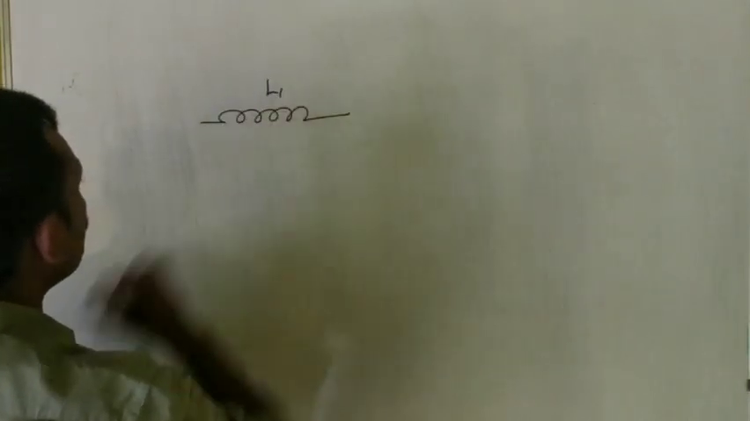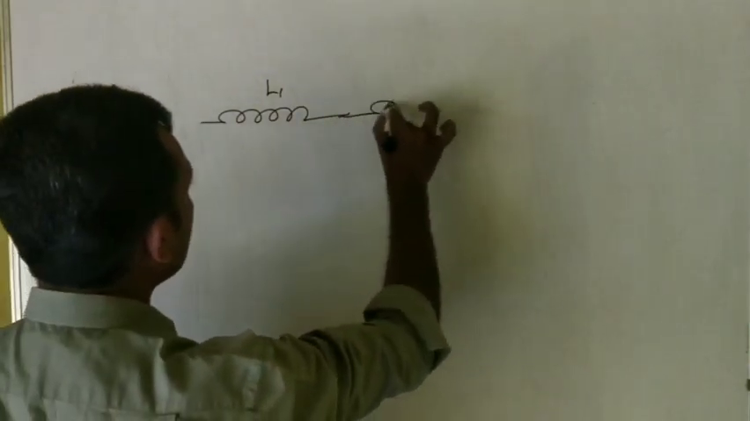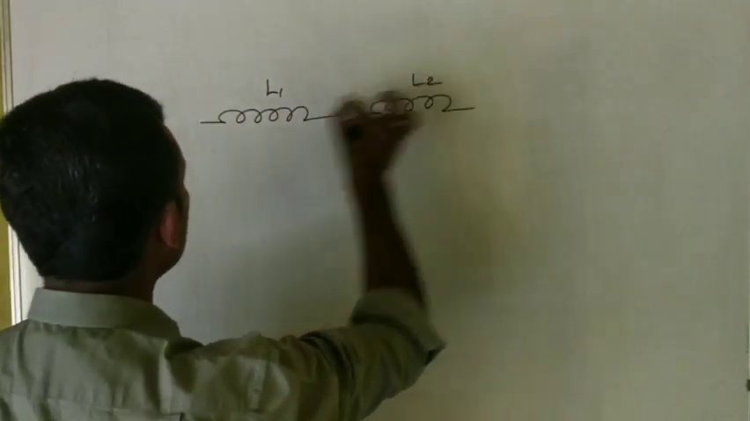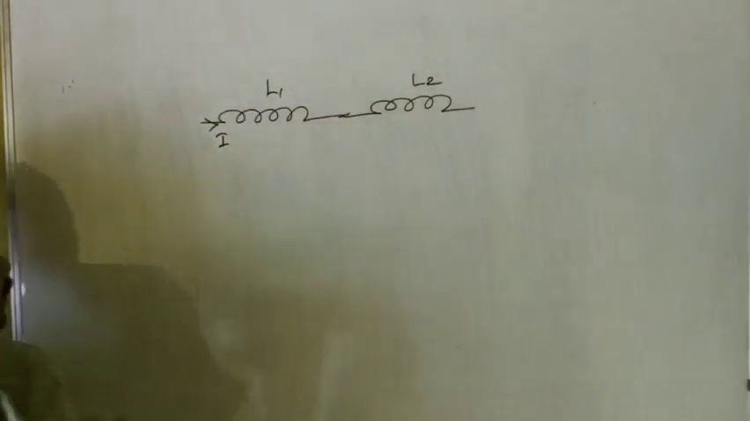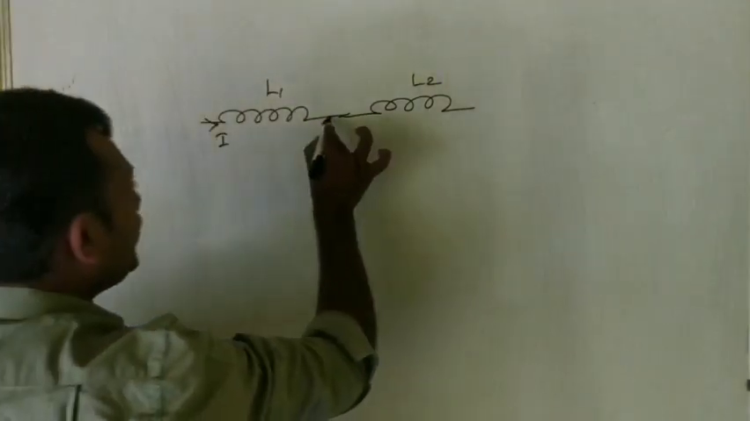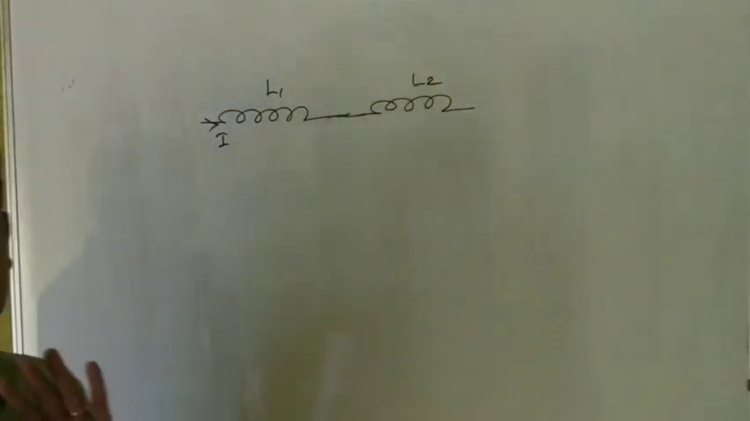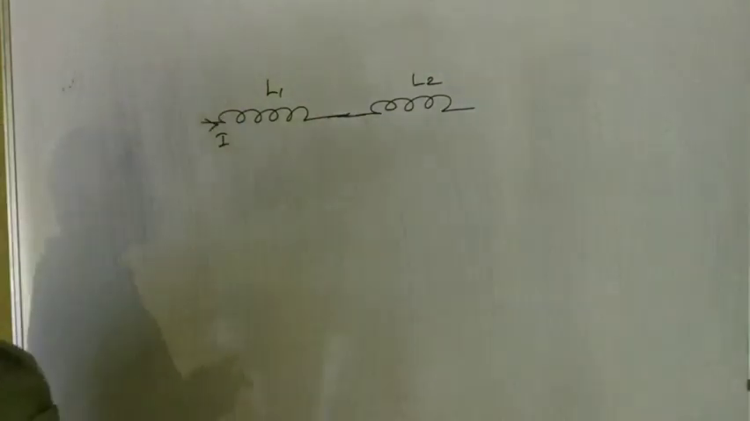The self-inductance of this coil is L1. The self-inductance of the second coil is L2. This carries a current I. Now these two coils are carrying current in the same sense. This is a variable current.